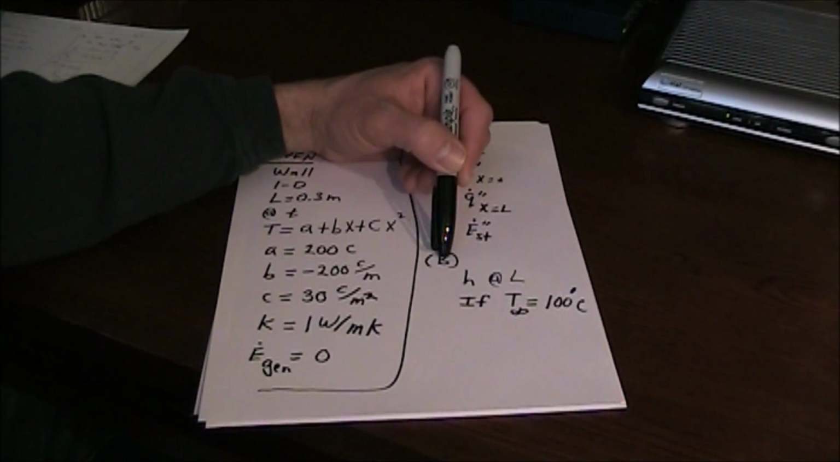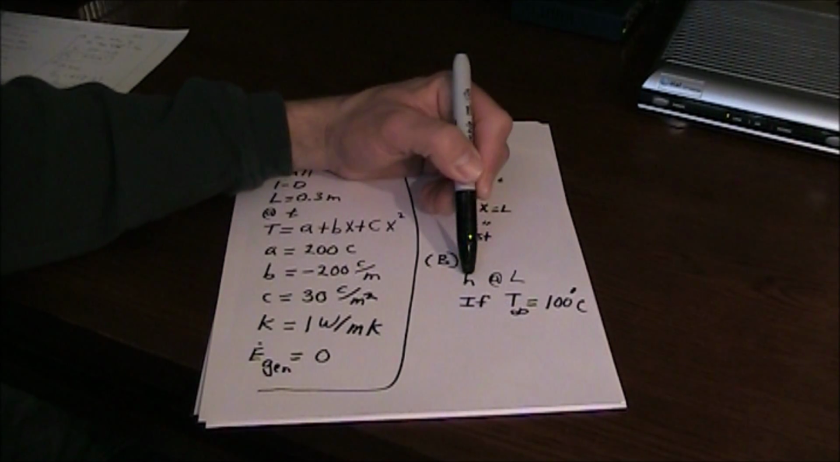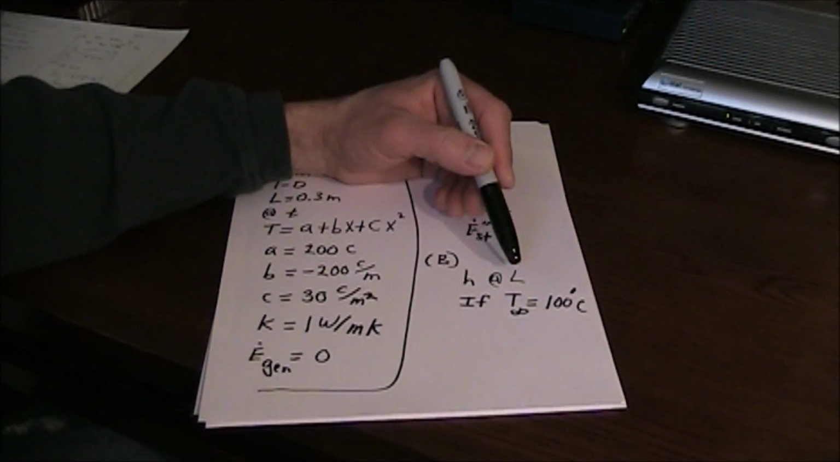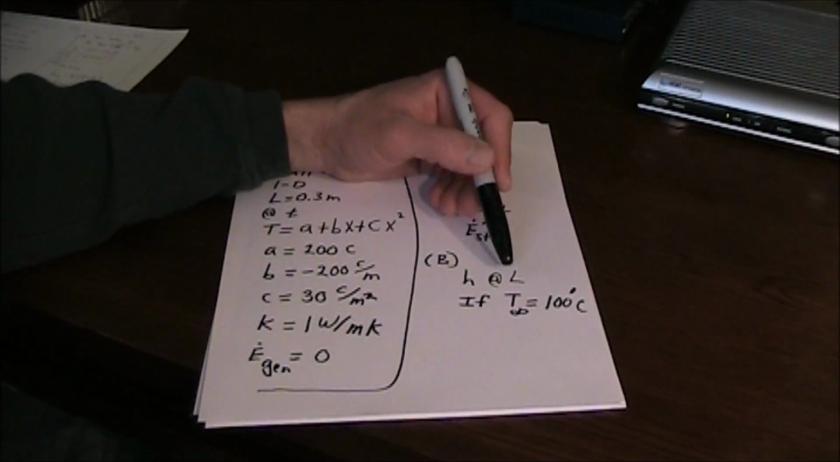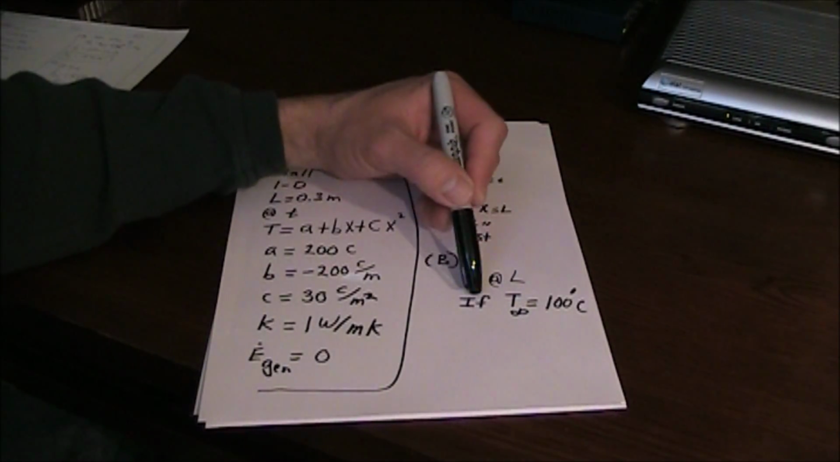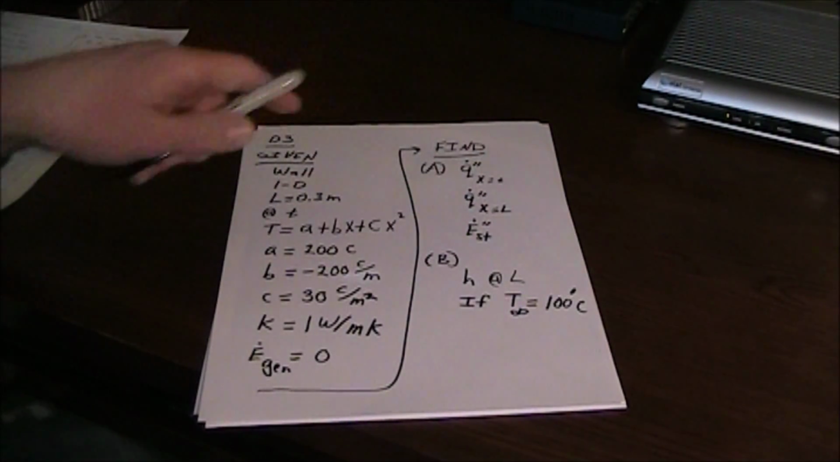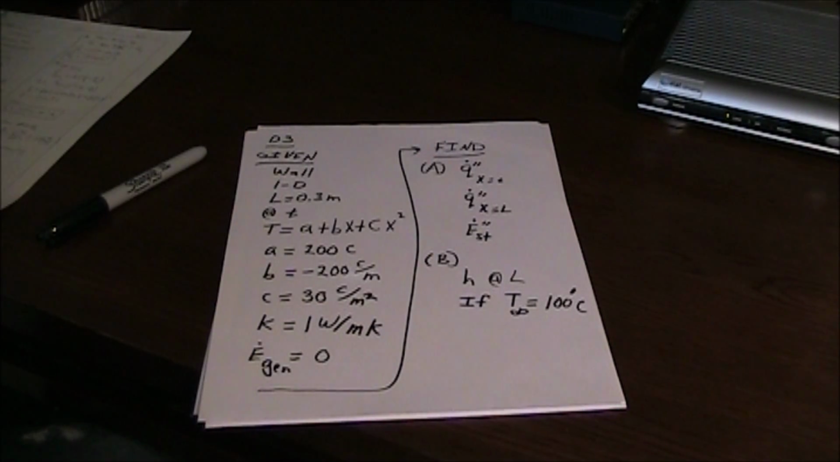Okay, then part B says, well, find the convection coefficient at L, where x equals L, if you know that T infinity is equal to 100 Celsius. Okay?